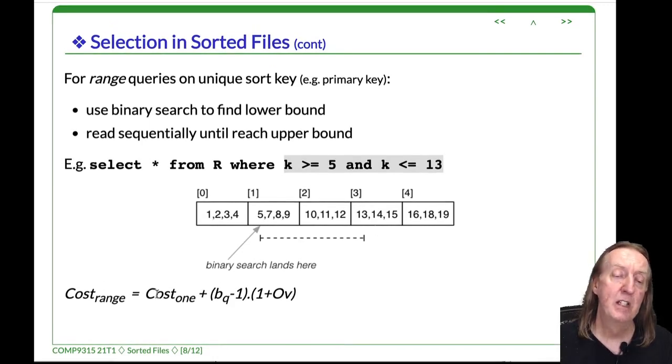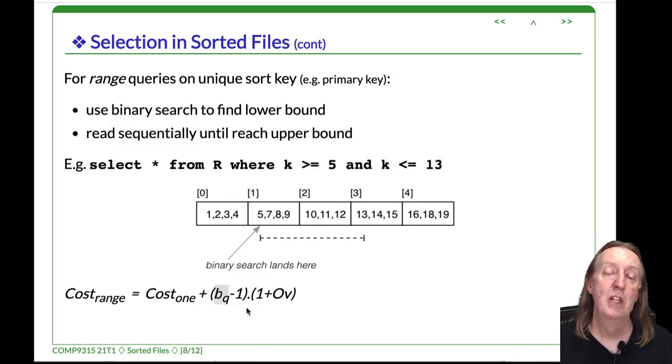So the cost is similar to the partial match retrieval one that we saw on the previous page. How many pages are involved? Well, the number of pages that contain matching tuples. We subtract 1 because the initial page containing the first matching tuple was accounted for here.